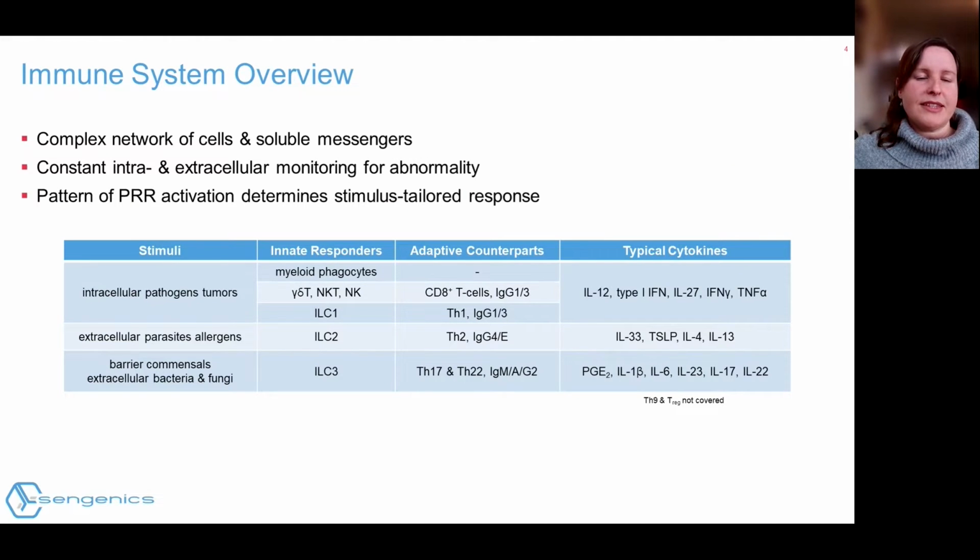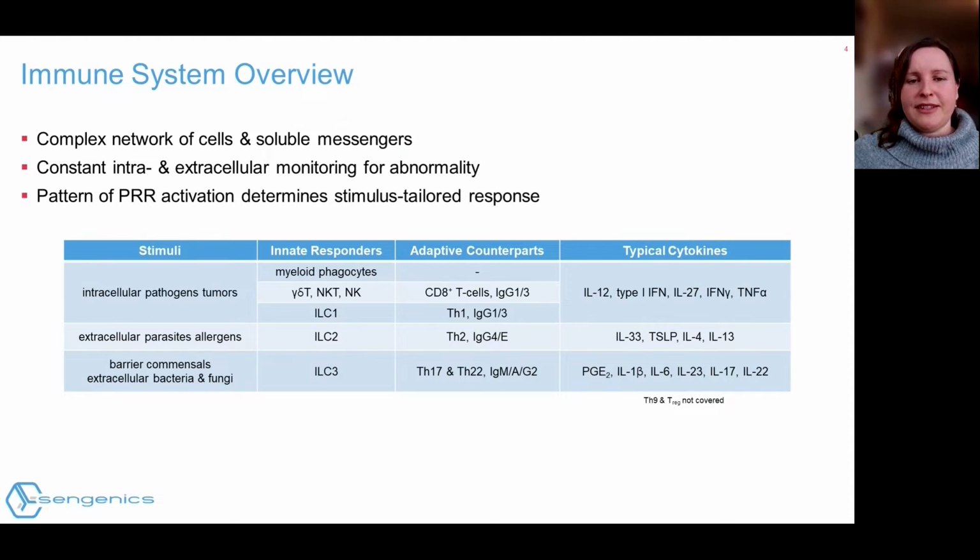The immune system consists of a large number of functionally plastic cells and an even larger number of soluble messengers and their receptors. This system can really be thought of as an extremely complex if-then algorithm, and it is constantly surveilling both the intra and the extracellular space for abnormality. There are a finite number of stimuli or stimuli types that will activate a unique set of pattern recognition receptors, which ultimately determines the stimulus-tailored immune subroutine that becomes activated.